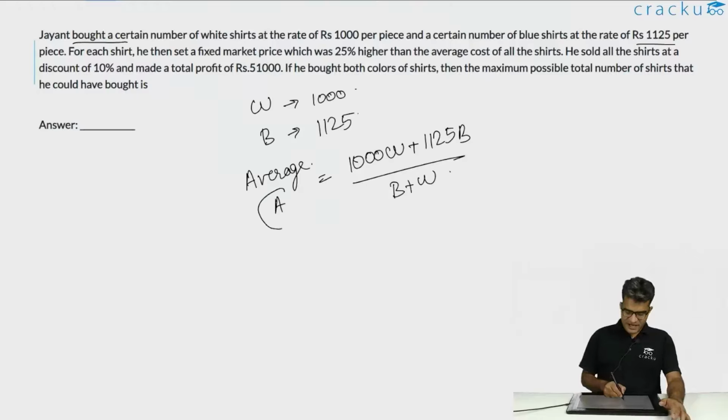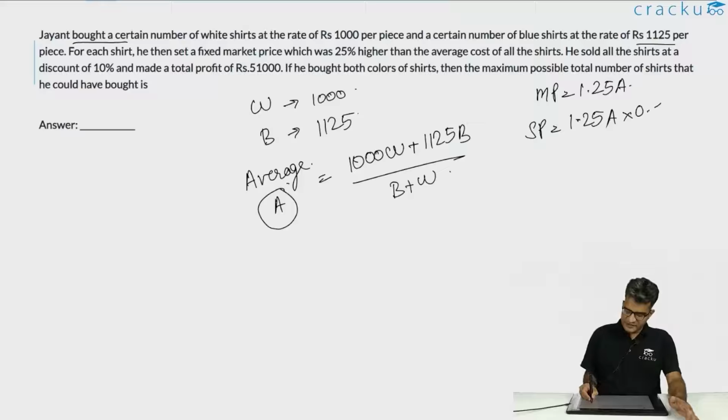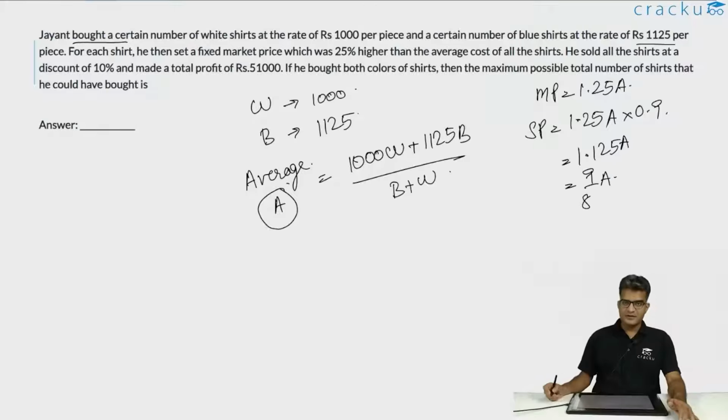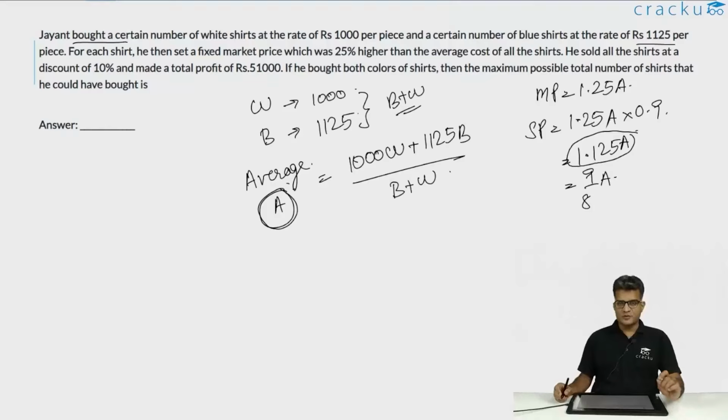Now he marked up the average price by 25%. So the marked price is 1.25 A and then gave a discount of 10%. So the selling price is 1.25 A into 0.9. This will be equal to 1.125 A, or simply this is 9 by 8 A. Now he sold all the t-shirts. What is the total number of t-shirts? That will be B plus W. So what is the profit that he made? This is the average selling price. This is the average cost price. So by selling one t-shirt, the average profit he makes is 0.125 A.